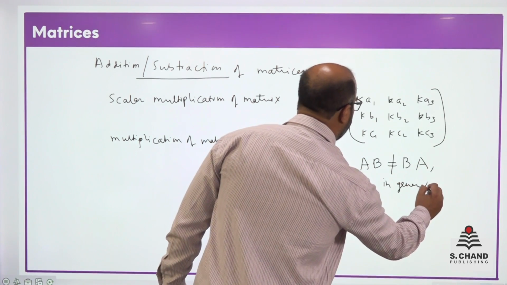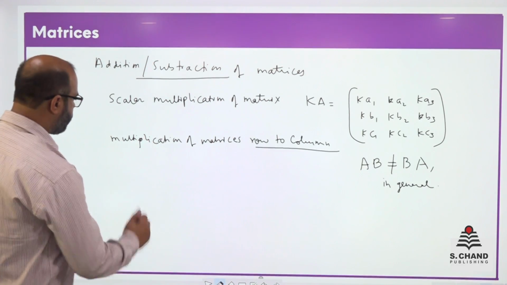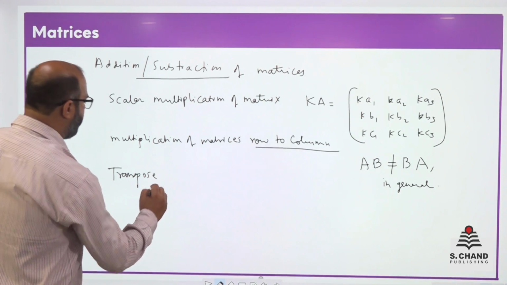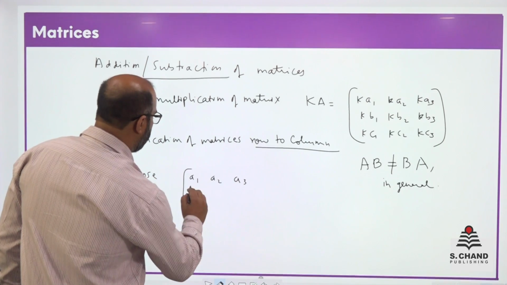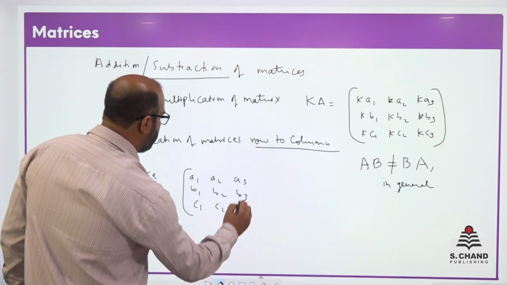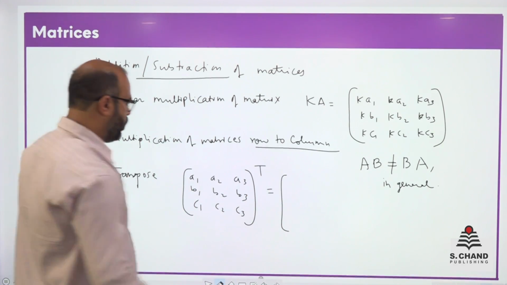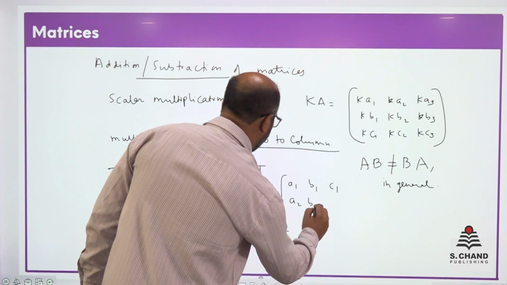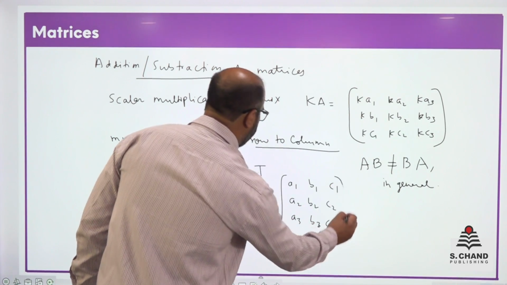Somewhere it may come out equal, but it is not a general formula. What is the transpose of a matrix? If we talk about the transpose of a matrix, that is A1, A2, A3, B1, B2, B3, C1, C2, C3, and its transpose, then simply rows and columns will interchange. That is A1, B1, C1, A2, B2, C2, A3, B3, C3, like this.